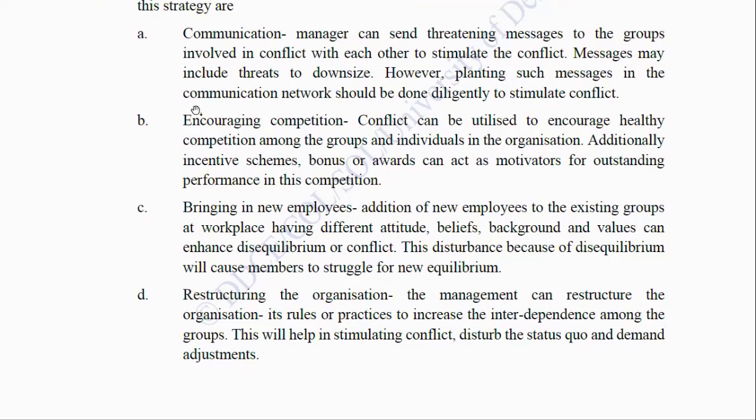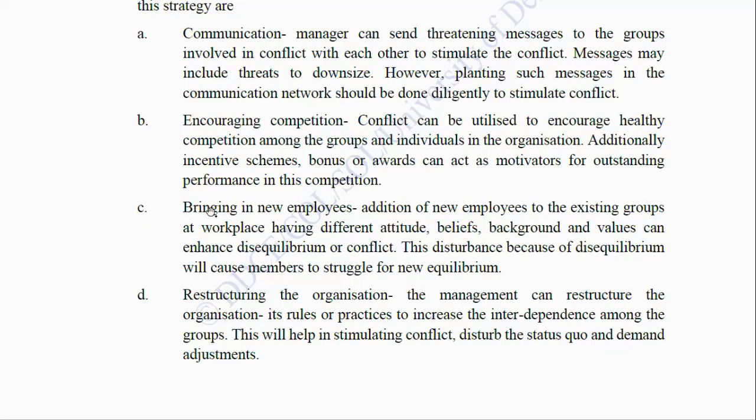Point B. Encouraging competition. Conflict can be utilized to encourage healthy competition among the groups and individuals in the organization. Additionally, incentive schemes, bonuses, or rewards can act as motivators for outstanding performance in the competition.